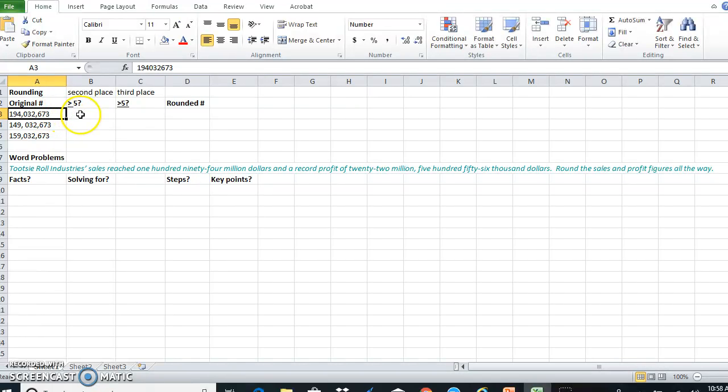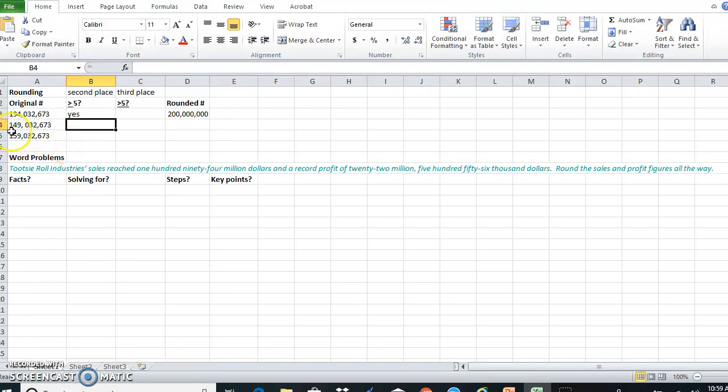So we look at the 1, and then we look at the 9. That's the second place. And we ask ourselves, is 9 greater than or equal to 5? Yes, it is greater than 5. We're not going to worry about the third place, because right now we're just dealing with 100 millions. So the 9 is greater than 5, so we know that we can round up to 200 million.